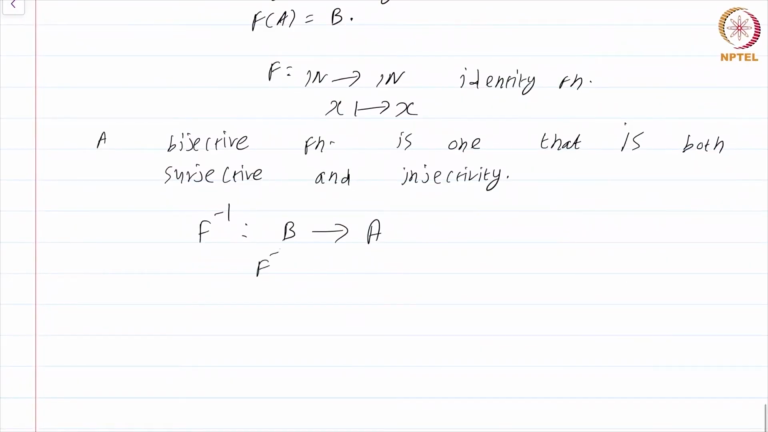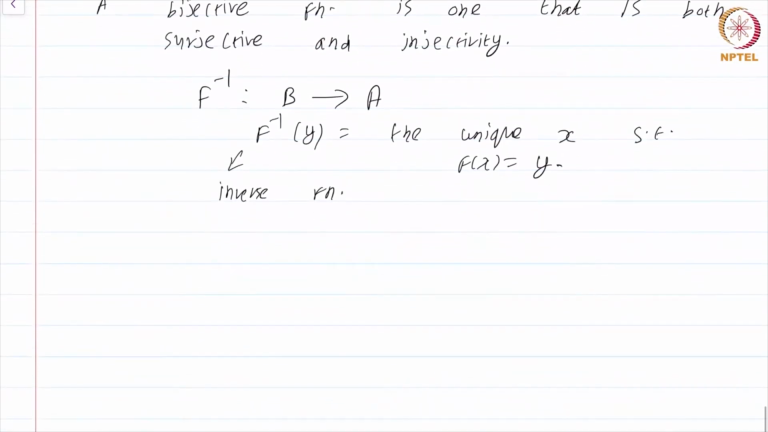It's defined like this. f inverse of y is the unique x such that f of x equals y. Why is this x unique and why does such an x exist? Well, the uniqueness comes from injectivity, and the fact that there is such an x comes from surjectivity. Every element in the set B, in particular the element y, will have at least one pre-image by surjectivity, and this pre-image has to be unique by the fact that f is injective. So this is called the inverse function.